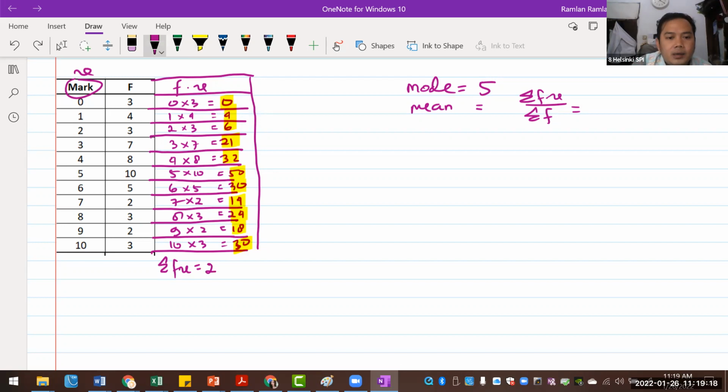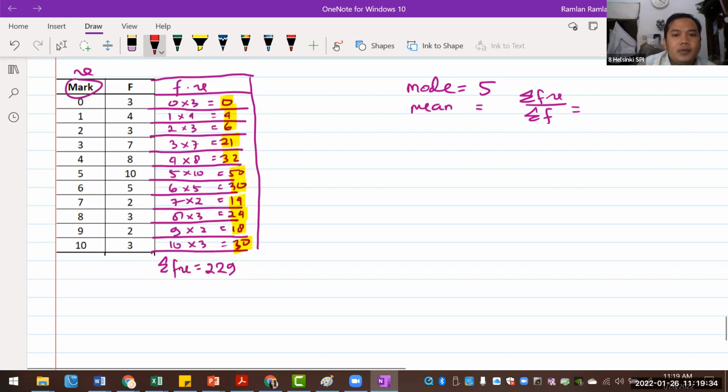Ini pakai kalkulator ya guys. Soalnya takutnya kalau kalian manual, bisa aja kalian atur manual, tapi there is a chance that you mistake the total. Saya sarankan pakai kalkulator. Okay. And then the next one we have the f.